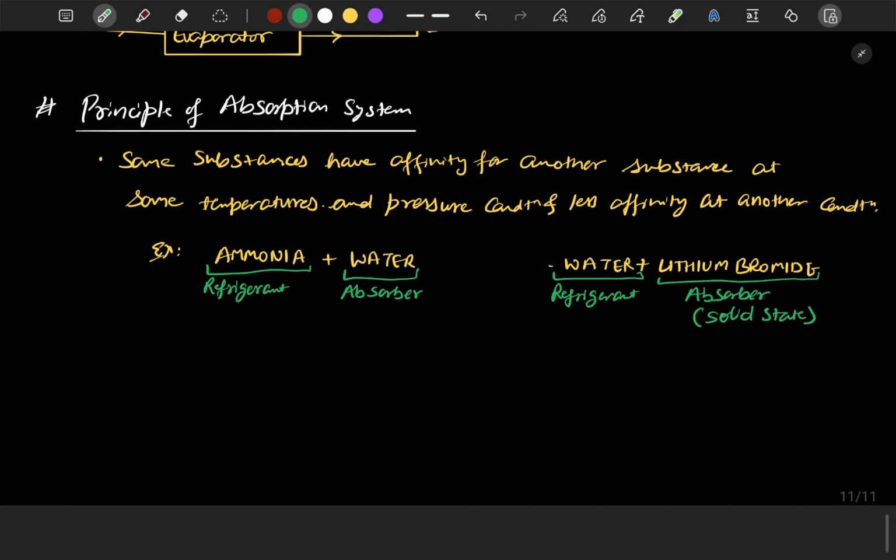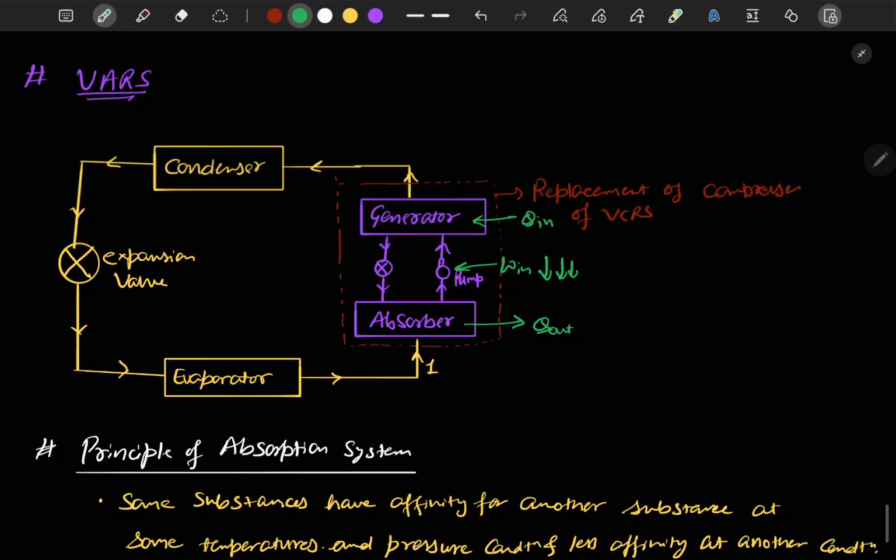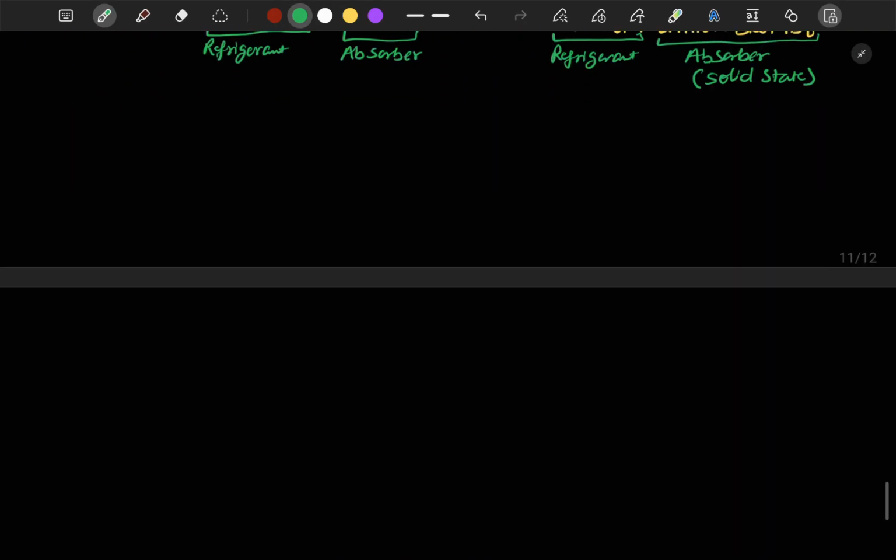Now let me draw this VARS system in an enlarged manner. So here there is a condenser.